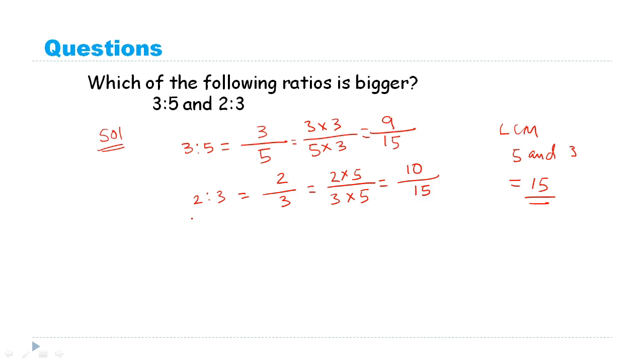Okay. In this case, definitely you were thinking that 3:5 will be bigger. Am I right? But you see what we have got. 2:3 is bigger. So this way, you cannot say just by looking at the ratios. You have to perform this maths. So 3:5 is actually smaller or less than 2:3. Right? Shall we move to the next question?